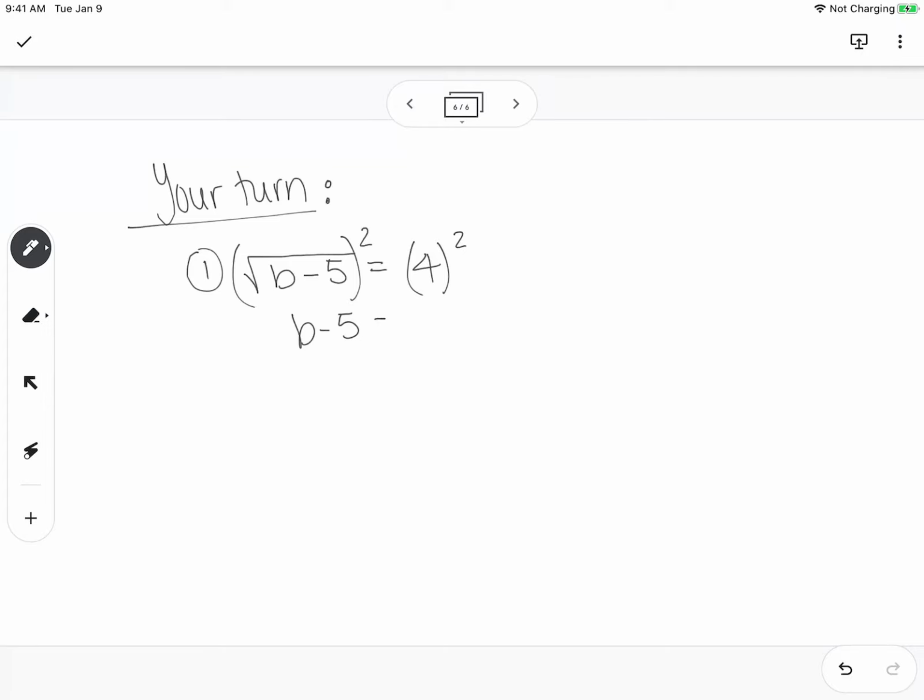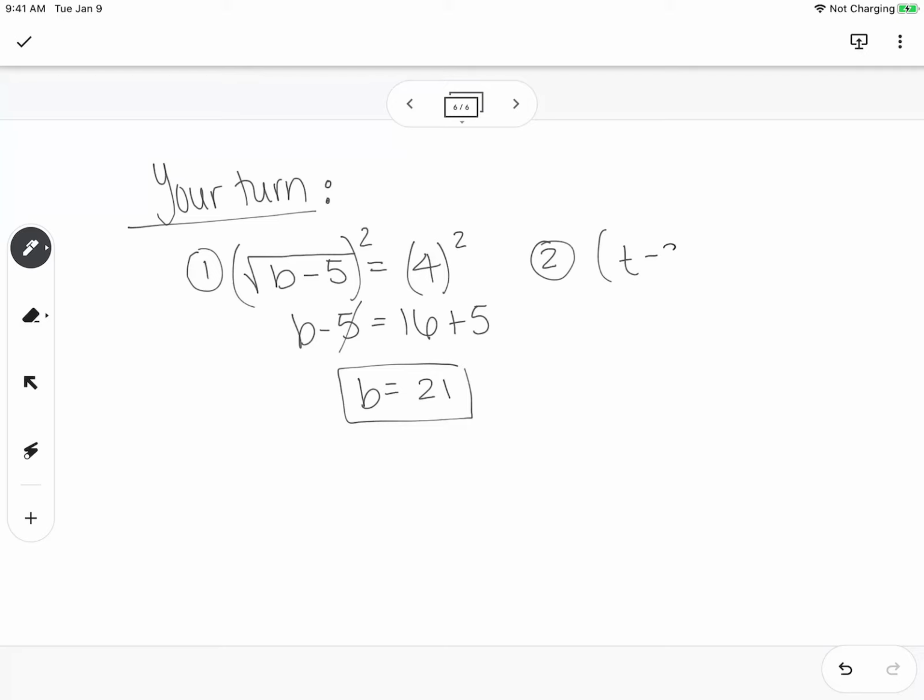So b minus 5 equals 16. Add the 5. b equals 21. Plug it back in mentally, check that works. So 21 take away 5 is 16. The square root of 16 is 4, so that works. All right, try this one.